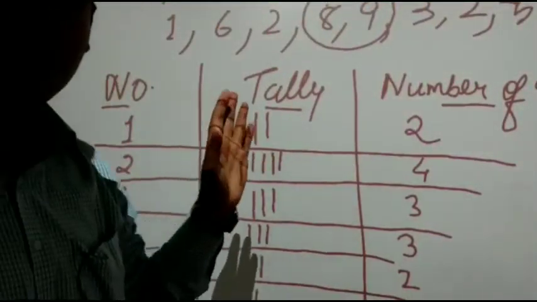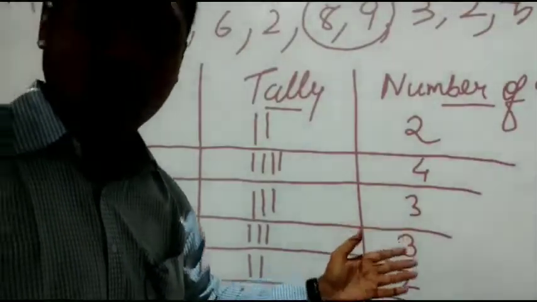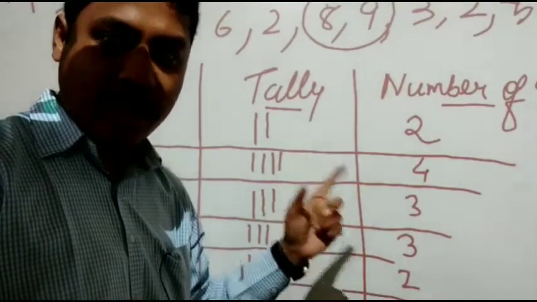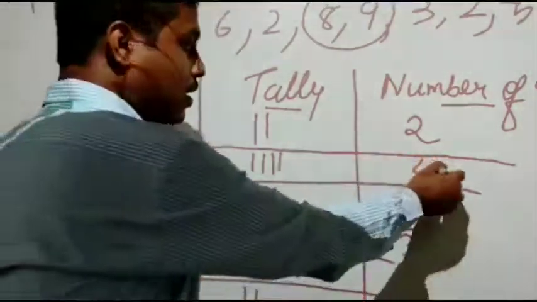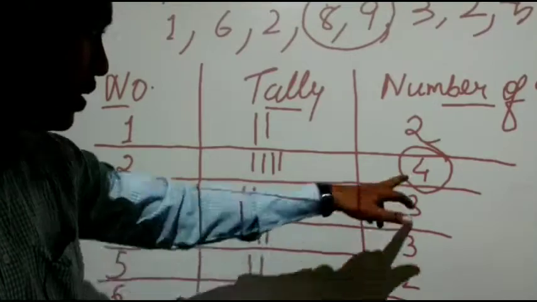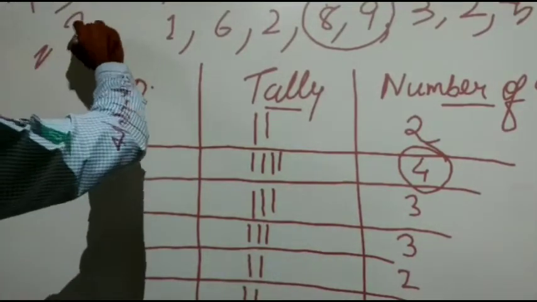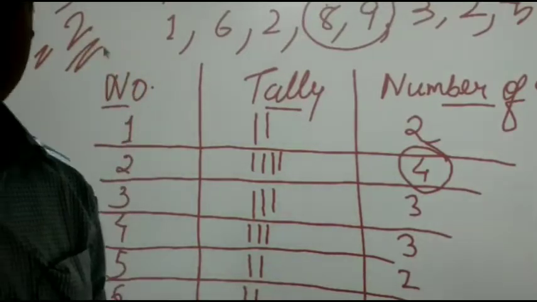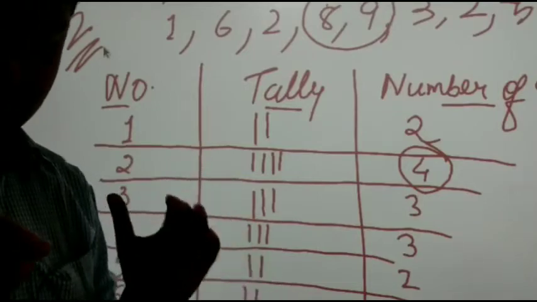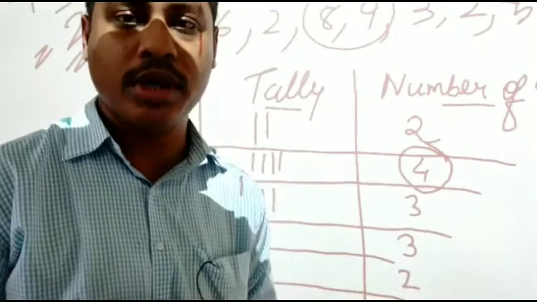Now we need to find the mode. If you compare here, which value is occurring more? Looking at the number of occurrence, this 4 is more. That means your mode here will be equal to 2. This is your answer. So this is how we need to find the mode if your series of numbers is large. Clear? So this is how we need to do it.